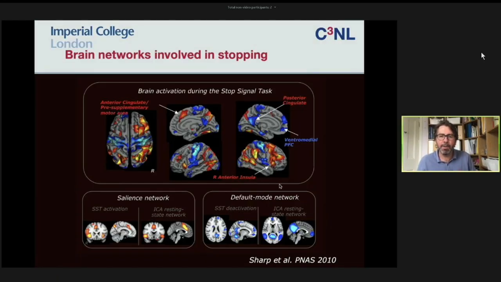In addition, at the same time as this activation, you'll see deactivation of the default mode network. So you see this balance of activation within the salience network and executive control regions, and then deactivation of the default mode network.